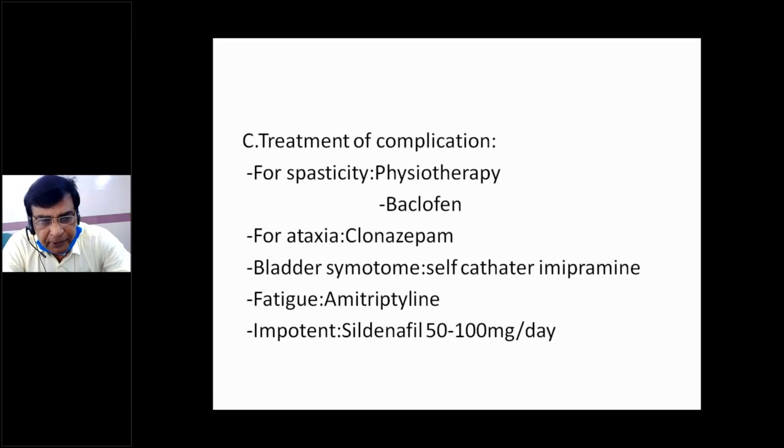And now treatment of complication of multiple sclerosis, there is spasticity because there is upper motor neuron lesion. So we have to give physiotherapy and baclofen. Baclofen is a muscle relaxant. And for ataxia, we can give clonazepam. And for bladder symptom, we can give self-catheterization and tablet imipramine. And for fatigue, amitriptyline, and for impotency, sildenafil. These are the different drugs used in complication of multiple sclerosis.